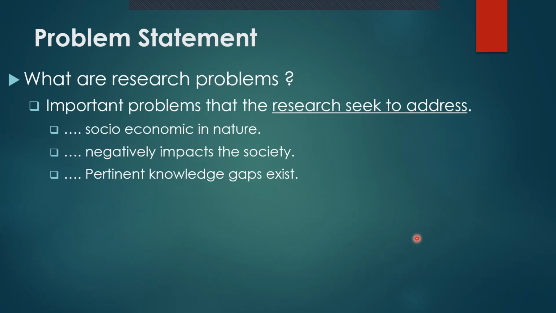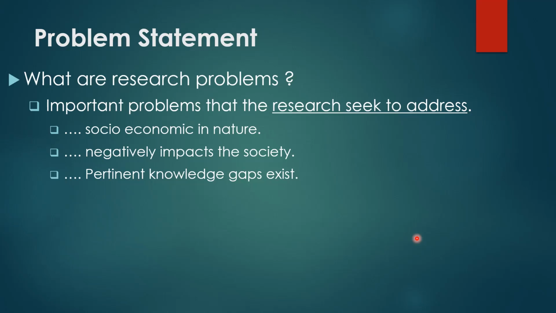So now let's look at, after the introduction, you have the problem statement. The problem statement, the critical question that you ask is, what are the research problems? What are the problems that the research wants to tackle? You know, what are the problems that you want to resolve by doing this research? So we say important problems that the research seeks to address must have the following characteristics. It must be socioeconomic in nature, okay? It must affect the social life or the economic life or both of humans. If the research is about the human society or animals, if the research is about the animal society, you know? So it must be beneficial to humans actually.